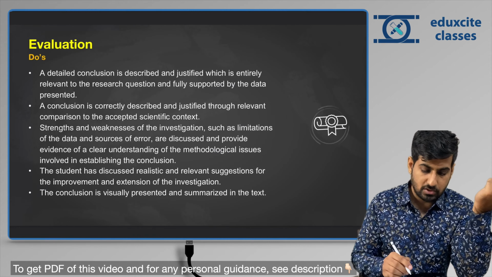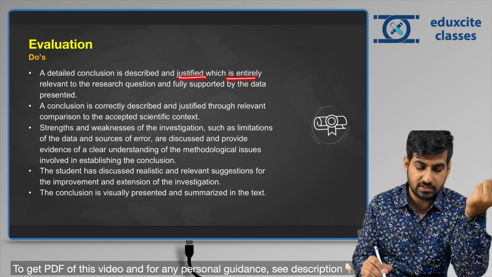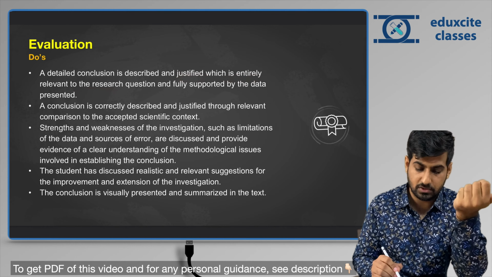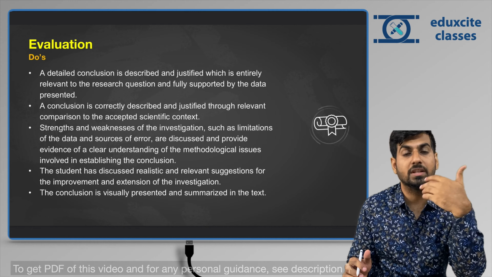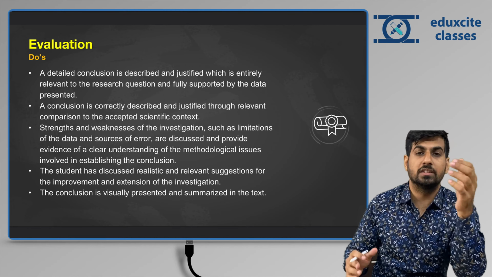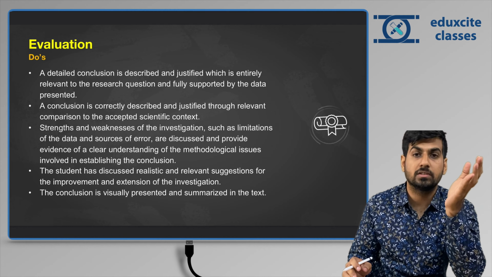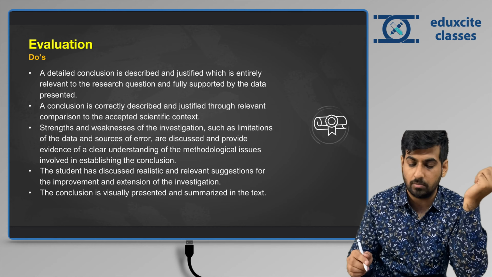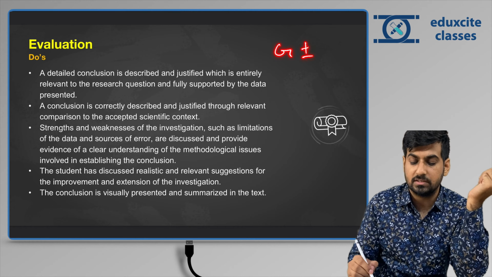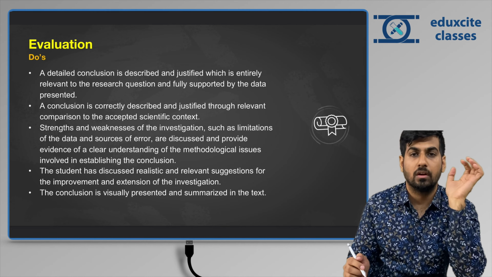Okay. So what are the do's? A detailed conclusion is described and justified, which is entirely relevant to your own research question and fully supported with the data presented. It's not that you are just mentioning, yes, it has this relationship with the independent and dependent variable, but you should have supporting data with your analysis, as I mentioned in my previous video about the gradient and the uncertainty in the gradient. So it is supported with your data.